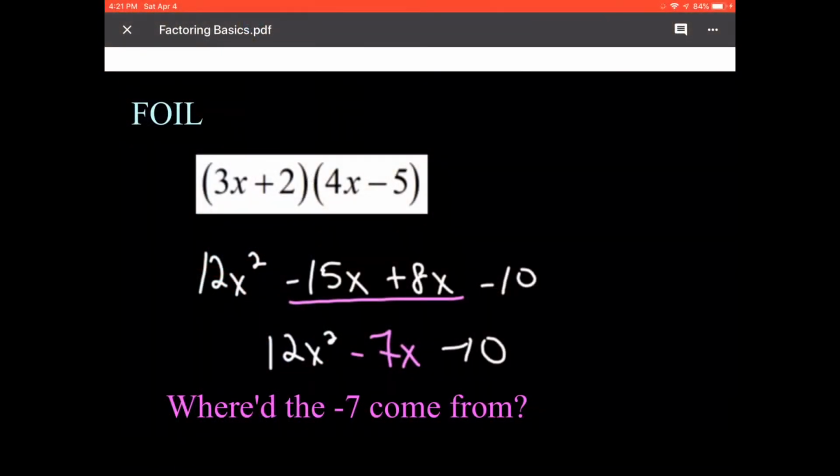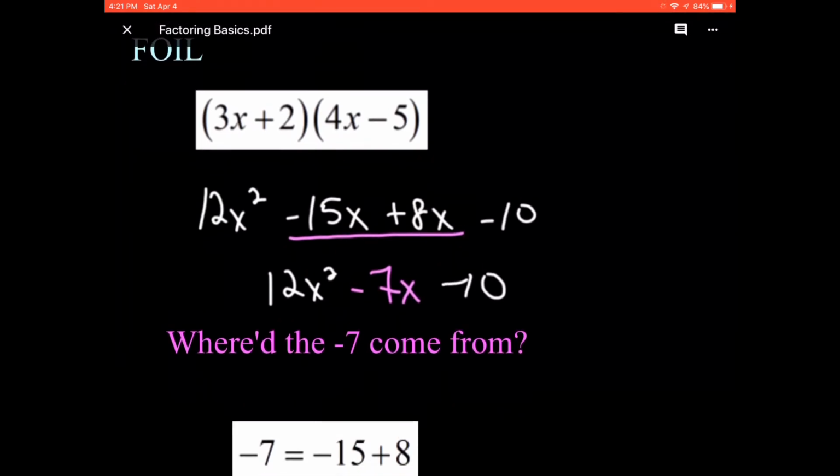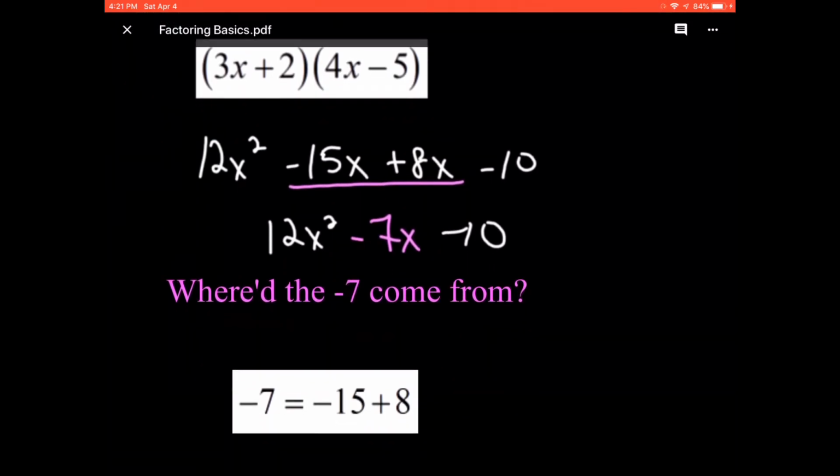Alright, so those last couple of problems were way too easy for you, so let's move on. Again, I always like to try to show you where things come from, so let's FOIL, again, our two binomials, 3x plus 2 and 4x minus 5. When we FOIL our first, outer, inner, last, we get our 12x squared minus 15x plus 8x minus 10. And then that negative 15x plus 8x simplifies to a negative 7x. Again, where did that negative 7 come from? It came from simplifying the outer and inner multiplications, that negative 15x plus 8x.